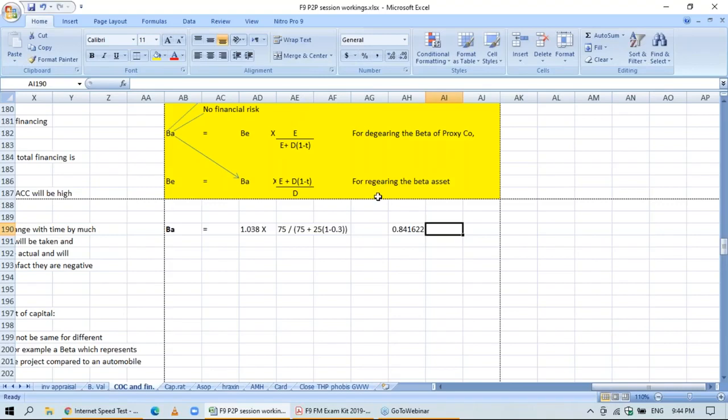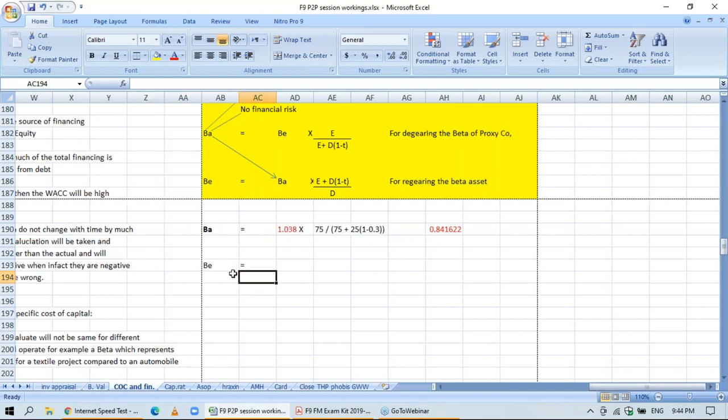This will always be lower than the original beta. Like the proxy company's beta was 1.038, and after removing the financial risk, obviously the risk will reduce. So as the financial risk is removed, the only business risk is 0.84. It will always drop. And then in the next step, we will calculate the BE. BE is the beta equity. Now this will include the financial risk again, but this time the financial risk will be that of the card company itself. So now we will calculate the beta equity of the card company itself.